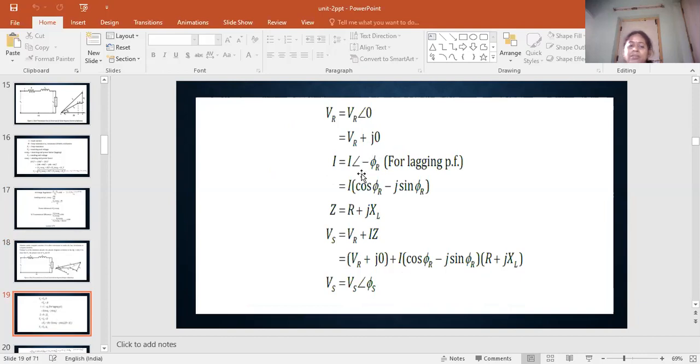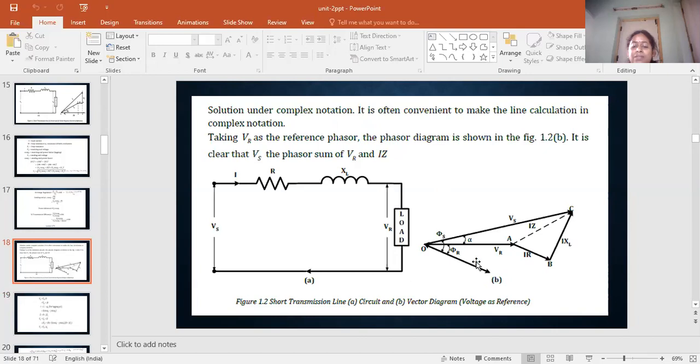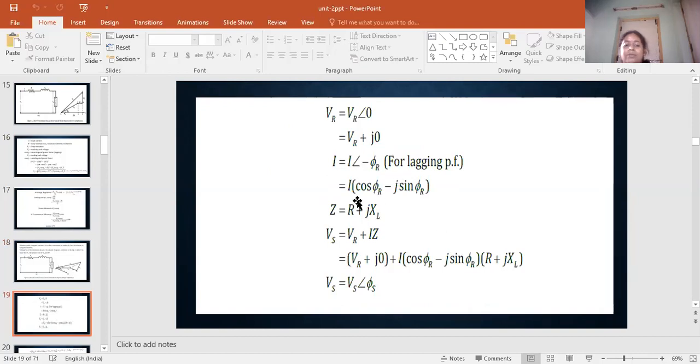Okay, and I is equal to I at an angle of lagging VR, with respect to VR, at an angle of phi R. So the value is I at an angle of minus phi R, for lagging power factor. So for lagging power factor, minus phi R is present. So this can be rewritten as I into cos phi R minus j sin phi R. In the complex notation form, we can write all the equations in complex notation.